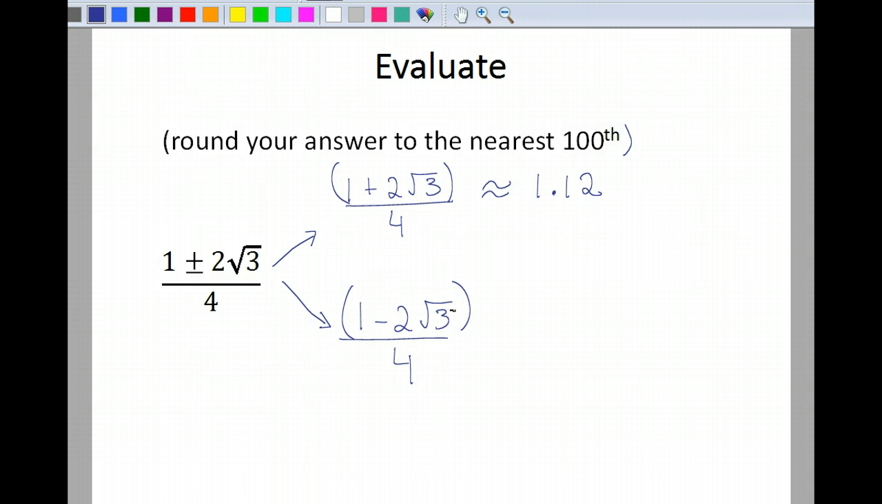Now let's plug the second one in. I've got 1 minus 2√3. Plug that in. I hit equals, then hit your divide button, 4, and that's going to be approximately negative 0.62.